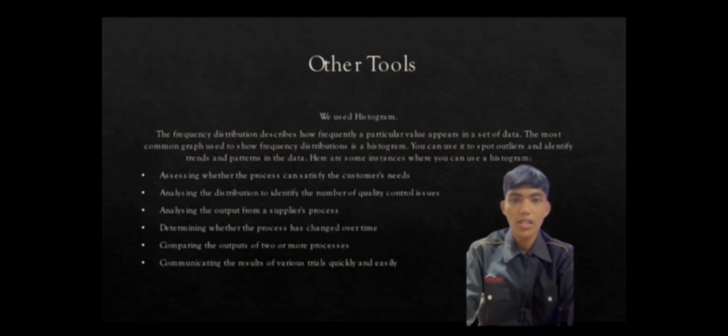Assessing whether the process can satisfy customer needs. Analyzing the distribution to identify the number of quality control issues. Analyzing the output from a supplier process. Determining whether the process has changed over time. Comparing the output of two or more processes. Communicating the results of various trials quickly and easily.